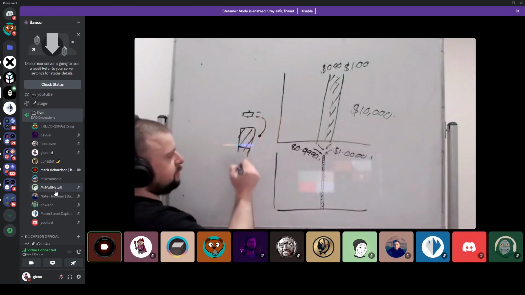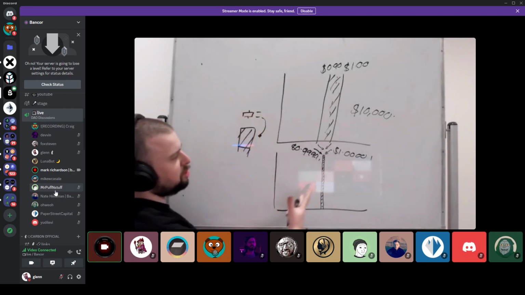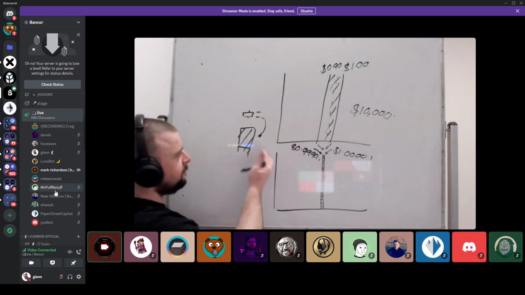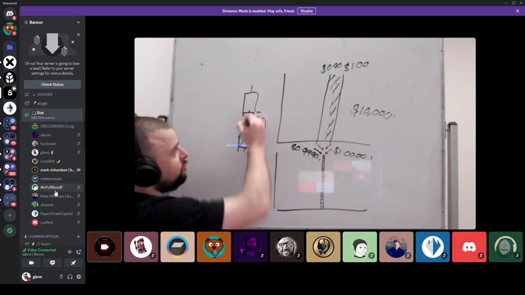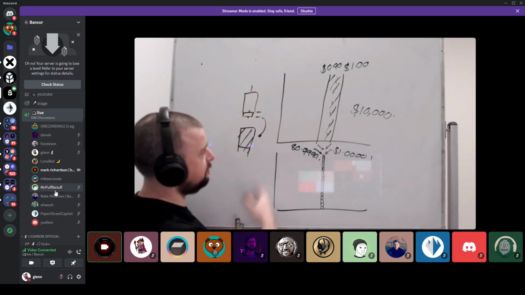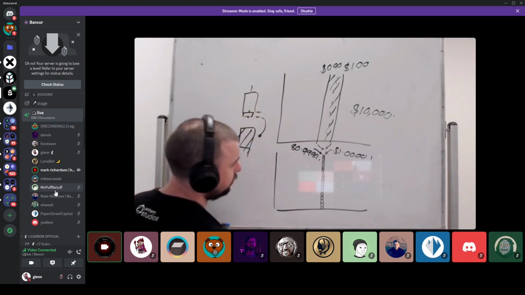Sure, if there's not as much volume and you're still right about the candlestick profile, you're still going to be okay. You just won't make as much money. But if the volume is low and the candlestick is high, then you've made a very, very bad decision because the gamma is going to completely wipe you out here. And this is what we're trying to show.